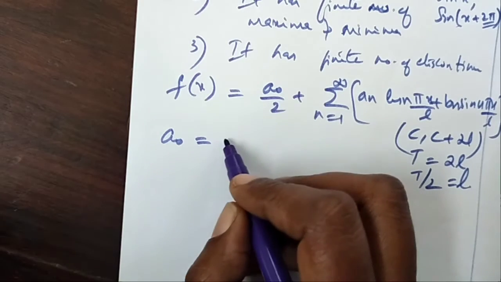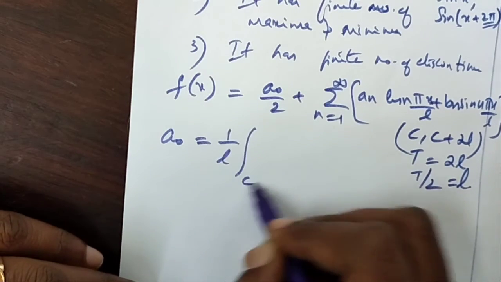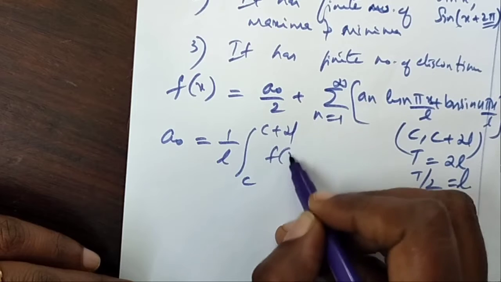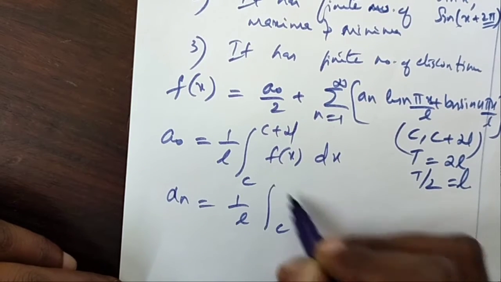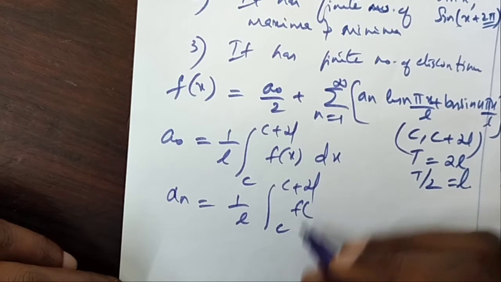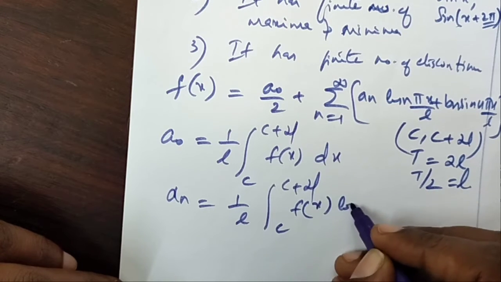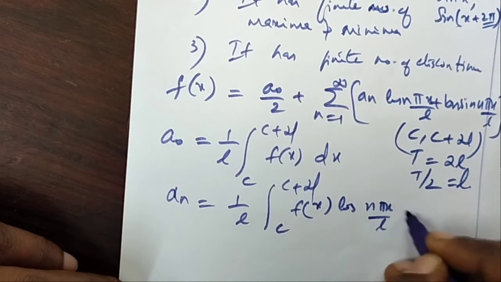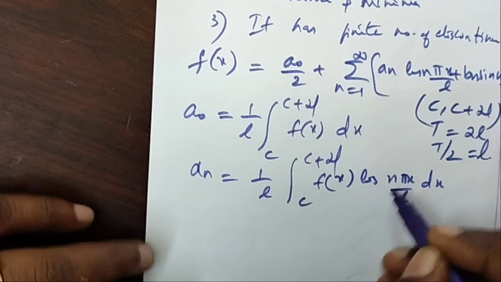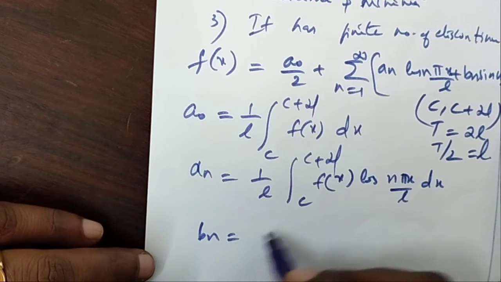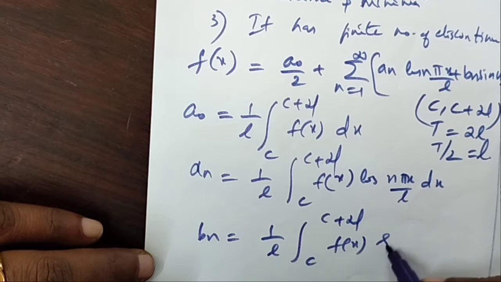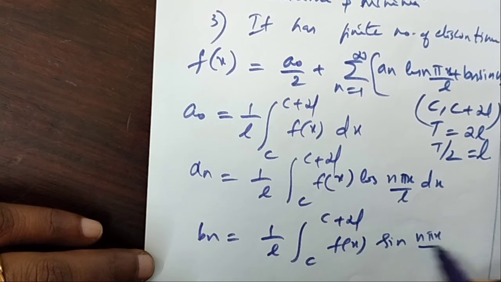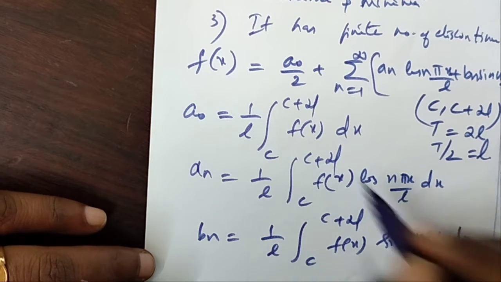The formula to find a0 is 1 by l integral c to c plus 2l f of x dx. An is 1 by l integral c to c plus 2l f of x into cos n pi x by l dx. And bn is 1 by l integral c to c plus 2l f of x into sin n pi x by l dx. So these are the formulas to find the coefficients.